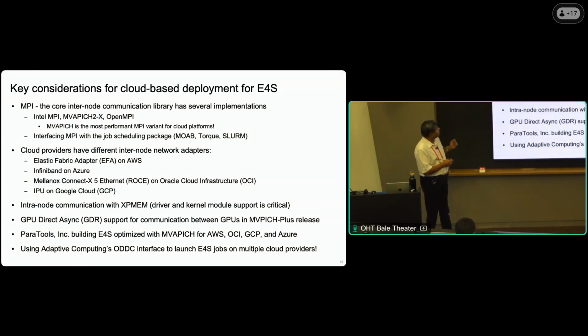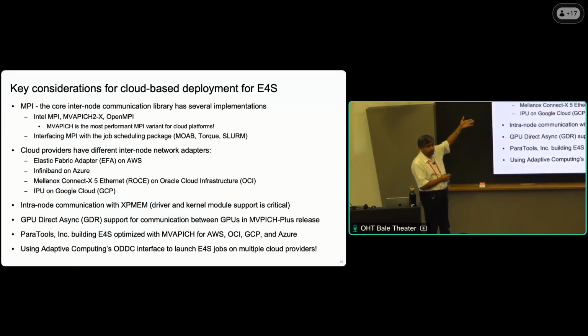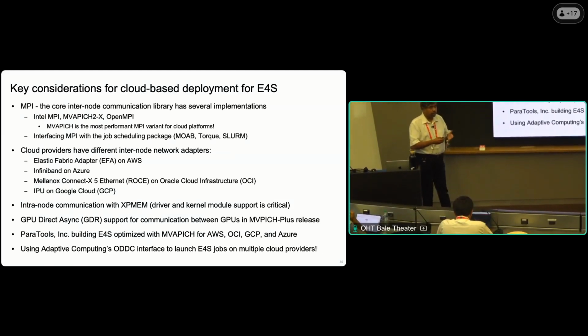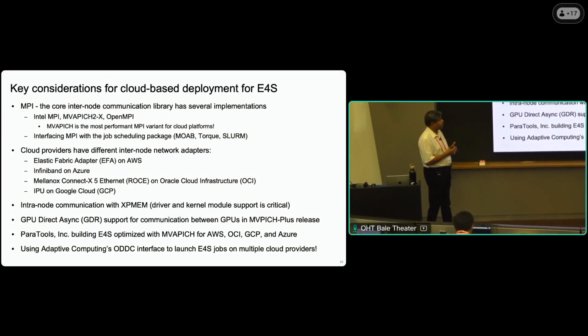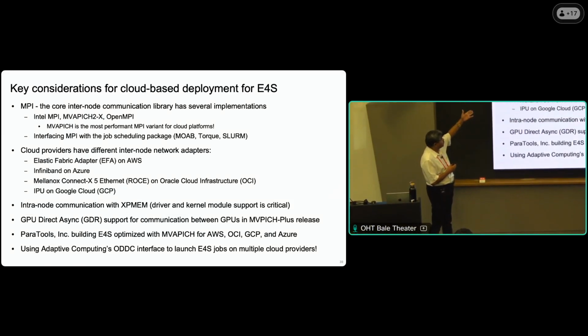So there are multiple MPI providers. We use the most performant MPI for cloud platforms, which is MVAPICH, interfacing with the job scheduling packages. There is Moab, Torque, Slurm. MPI must interface with that scheduler package. The cloud providers have different inter-node network adapters like EFA, InfiniBand, Mellanox, IPUs on Google Cloud. You need to make sure that you are using the most efficient communication library for intra-node as well as inter-node. Within the node, you want to use XPMEM drivers.